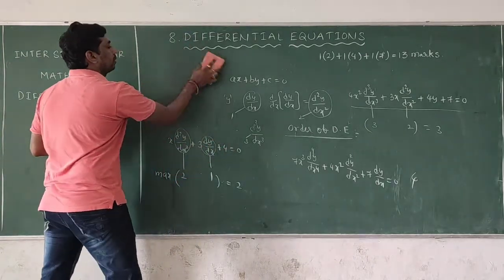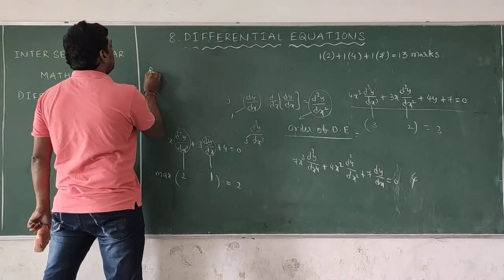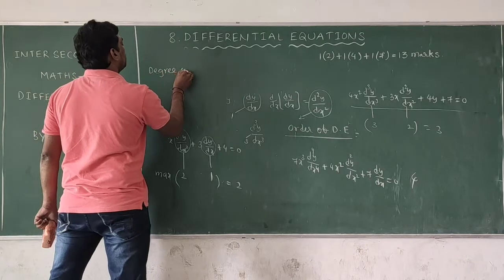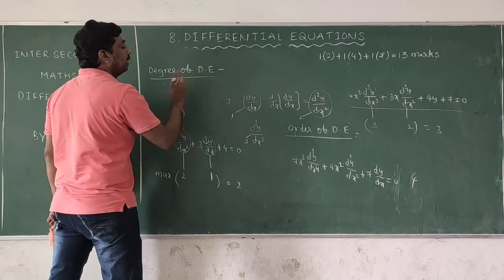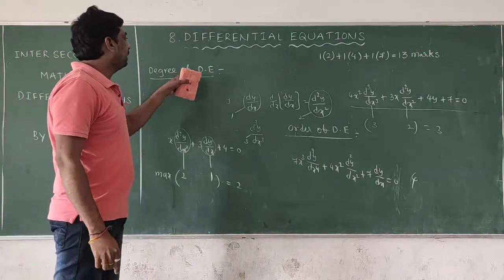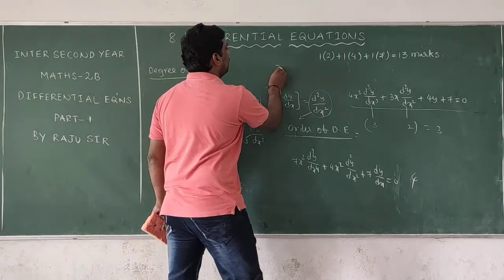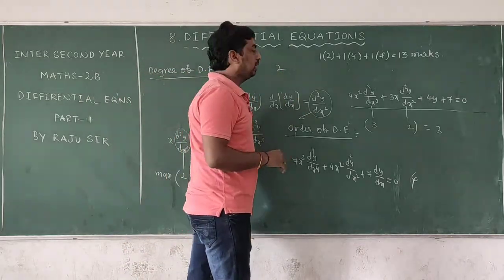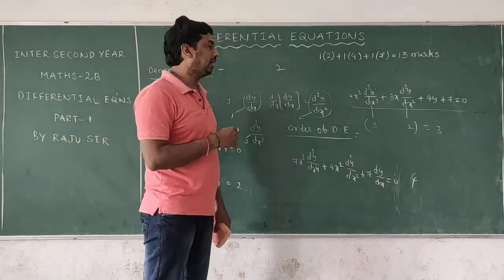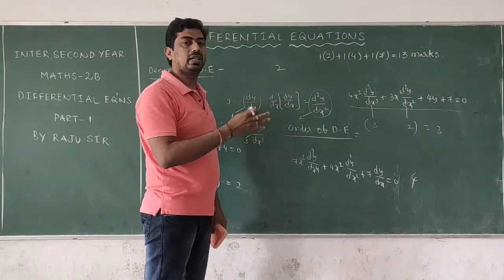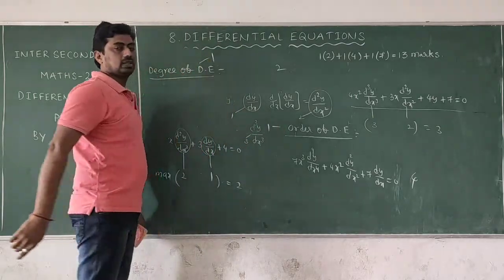Next, this is about the order of a differential equation. Next, degree of a differential equation. Shortly we can write D. Okay. Degree of a differential equation. This is also most important, because for 2 marks in the IB examination, one differential equation is given and you write the order and degree of the differential equation. For order 1 mark, for degree 1 mark.